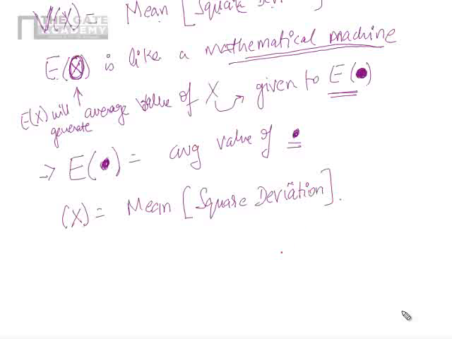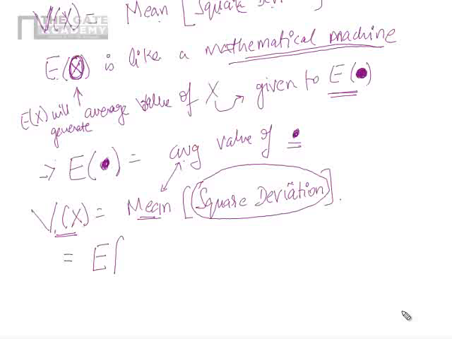Correct? This is the variance. Now, I have to take the mean of some function. Mean is nothing but average value. Correct? So, if I feed the square of deviation to the mathematical machine called E, it will generate the variance of x. That is, variance of x is nothing but E of square of deviation.